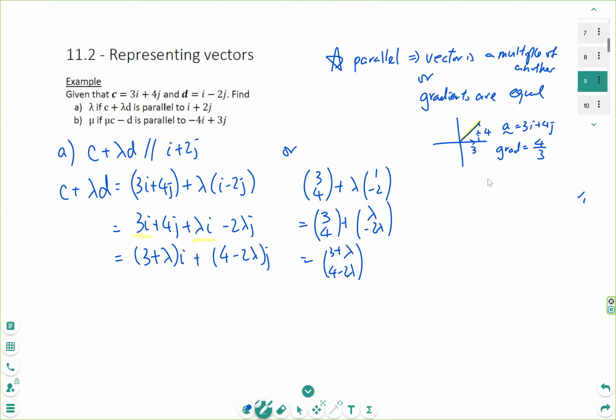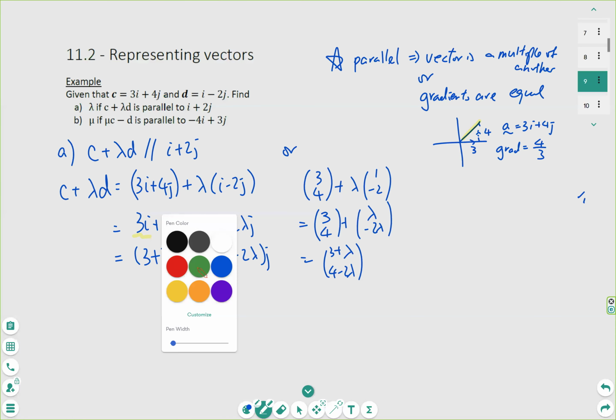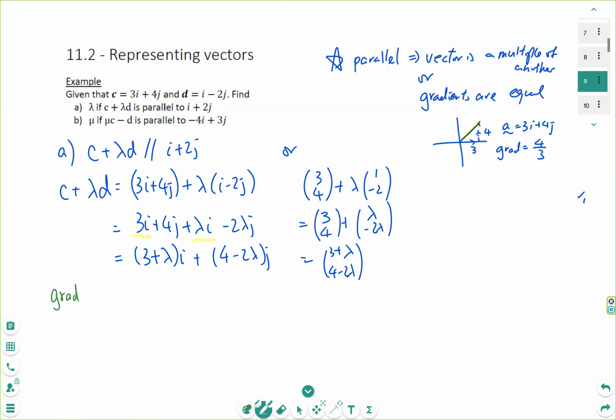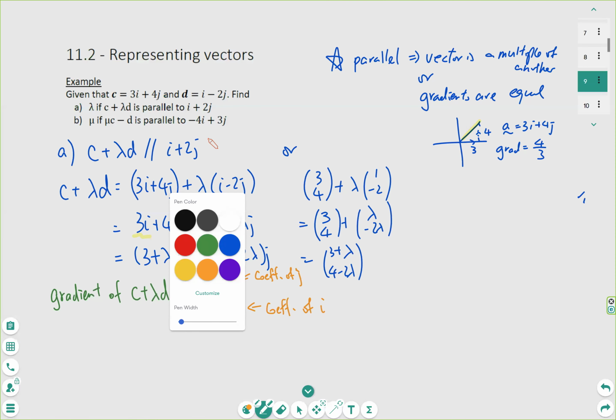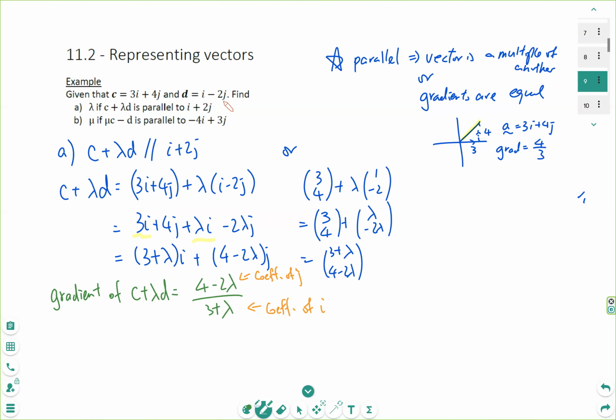Right. So when we say they're parallel, what's the gradient of this line? The gradient of C plus lambda D equals 4 minus 2 lambda over 3 plus lambda, because we take the j component of the vector. Look at this one, 4 over 3: it's the coefficient of j over the coefficient of i. So you might want to write down here that this is the coefficient of j, and this is the coefficient of i. Now your turn. What about the gradient of i plus 2j?